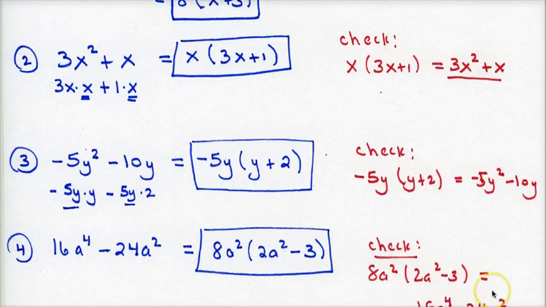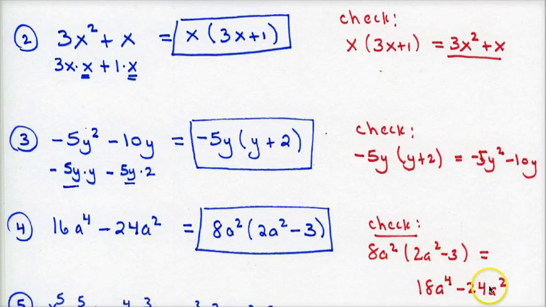So here's my check off to the side. When I distribute, do I get back the original? Whoops, I accidentally wrote an 18. I should have written a 16. So yes, that should be 16a to the fourth minus 24a squared. I apologize for that. So I do get back the original.